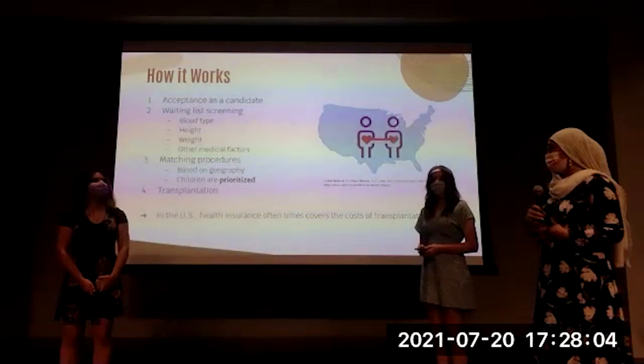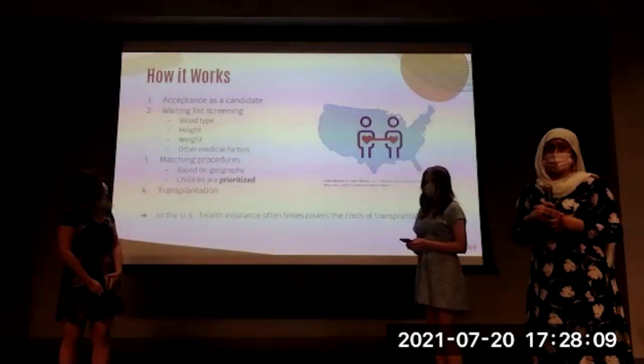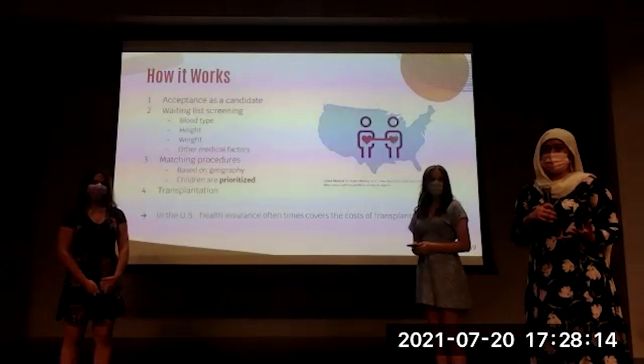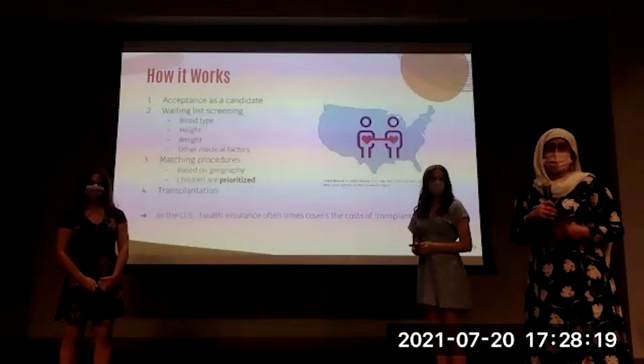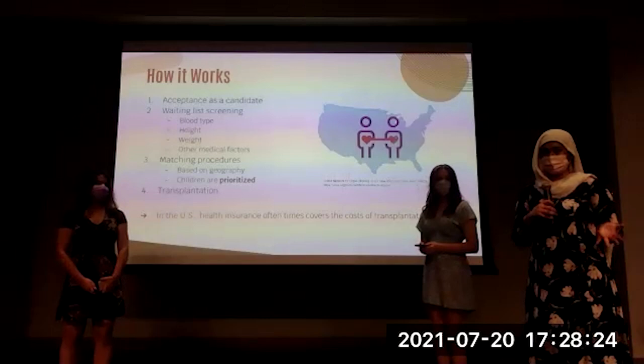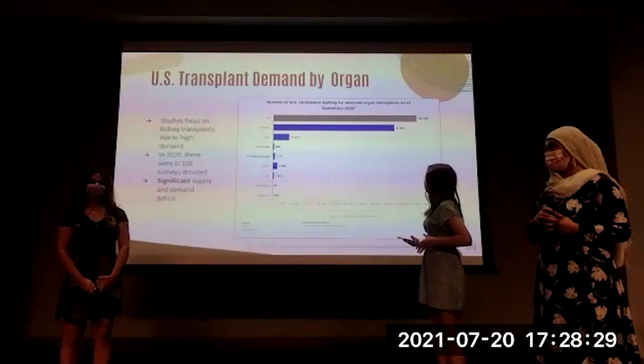This then transitions to geography and children. Children are prioritized in organ donations because their organs are smaller, and they need organs faster because of this. And geography is prioritized because an organ must be transplanted at most 3 hours after it is removed from the body, which means that if you are closer to an organ transplant center, you will get an organ faster.